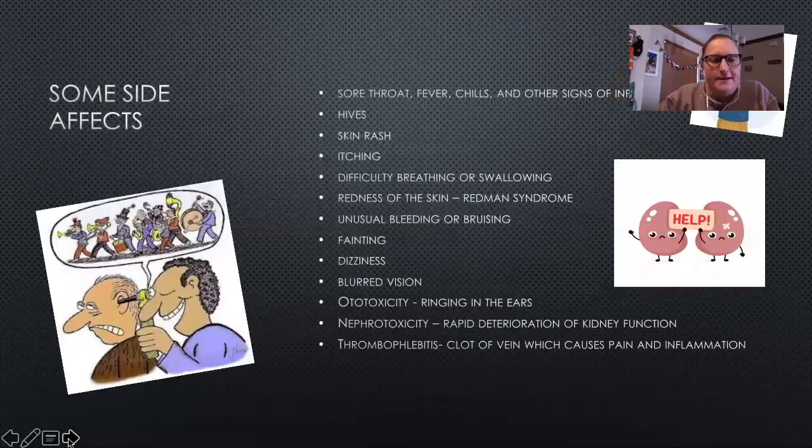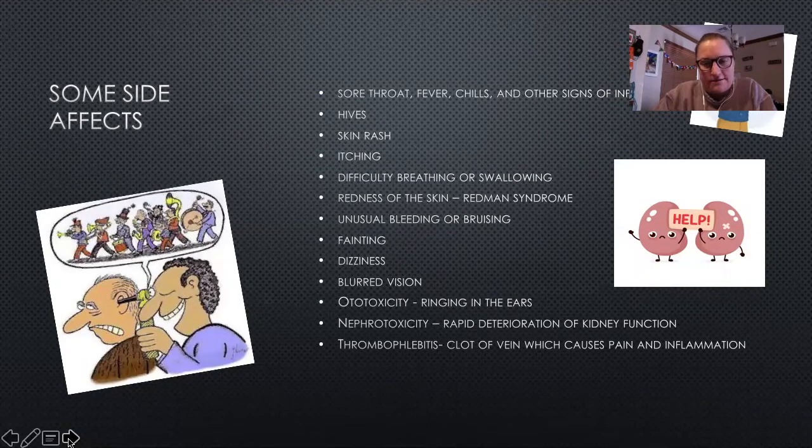Some of the side effects that we as nurses need to be aware of when we are monitoring our patients are sore throats, fever, chills, and other signs of infections. Definitely on the skin, it's going to be hives and a skin rash, and one of the most unique adverse effects to vancomycin is red man syndrome. We'll discuss that on the next slide.